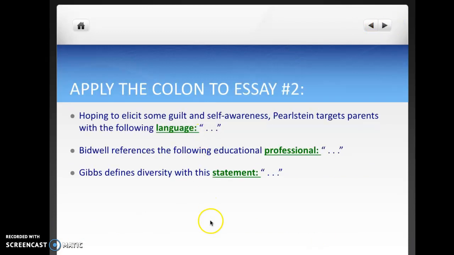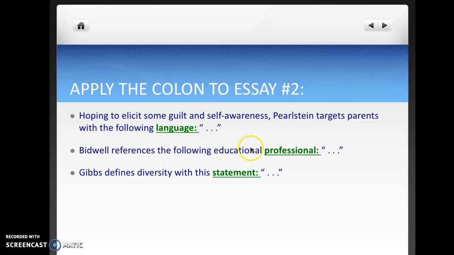If you were to apply the usage of the colon to your essay, you might say something like, and this is what I did, I came up with these, hoping to elicit some guilt and self-awareness, Pearlstein targets parents with the following language. And then anytime you use the word following, that lets us know that's the explanatory statement leading directly into the quotation. So you want to make sure you use something stronger than a comma here. You need the colon, okay?